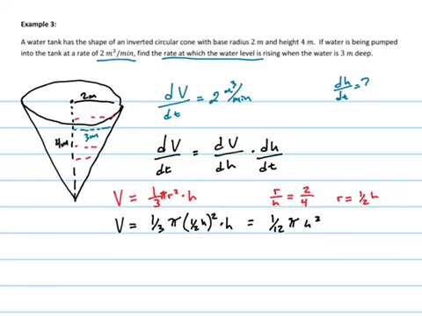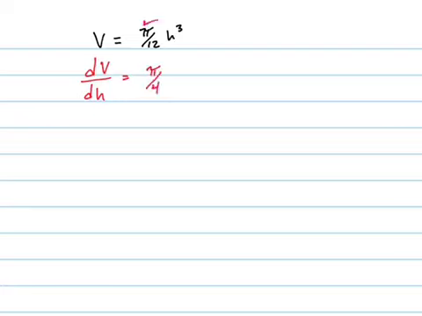All right. So now we've got a brand new volume equation. Let's take that to the next page. Volume equals pi over 12 h cubed. So now we can use this to find dV/dH. dV/dH would be equal to pi over 4 when we multiply that 3 down, times h squared.